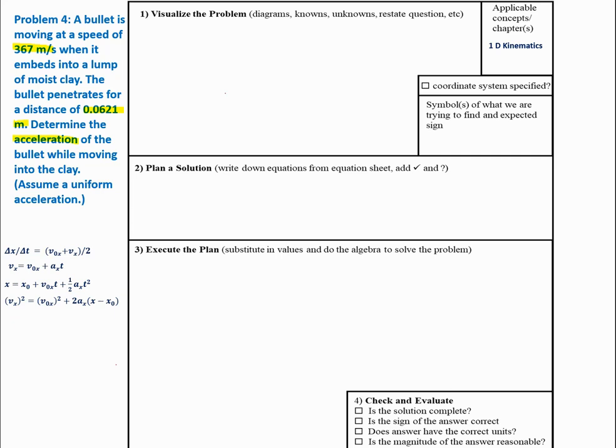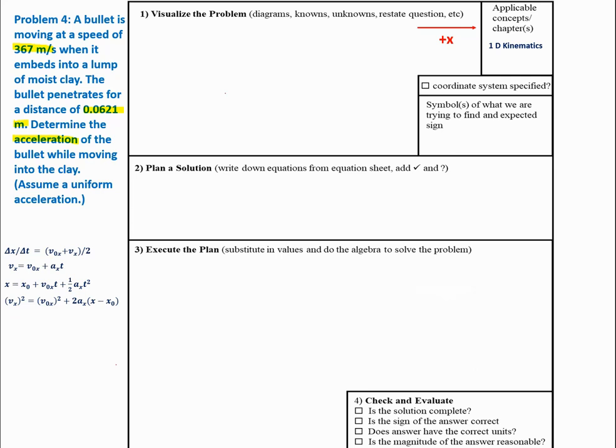To solve this problem, you must make some assumptions that are not explicitly stated in the problem. You need to assume that the lump of clay is anchored so that it doesn't move, and the final state has the bullet at rest. So let's start by defining a coordinate system. I'm going to have right as positive. You can choose either right or left as positive. It doesn't matter as long as the system is clear and consistent.